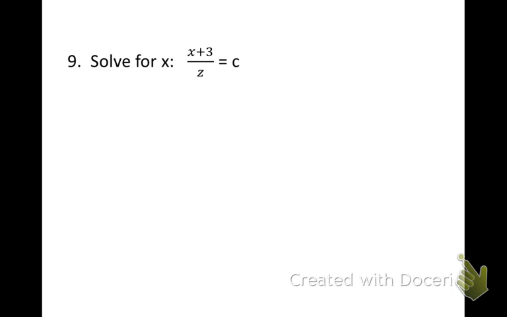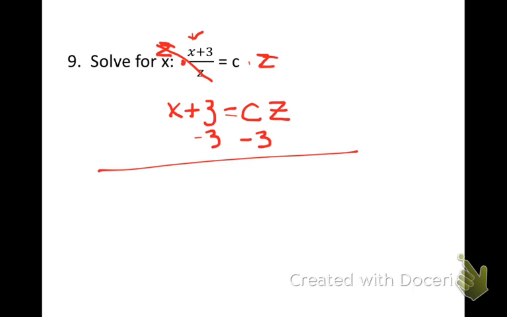And then we have one where we have to solve for one variable in terms of the other. So we want to get the x by itself, so it's right here. So I got to get rid of the z first. So I'm going to multiply both sides by z. Here they cancel. I'm left with x plus 3 equals cz. I then need to subtract 3 from each side and get x equals cz minus 3. And that would be it.